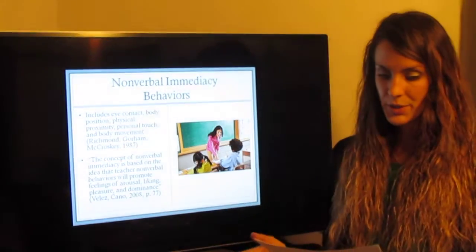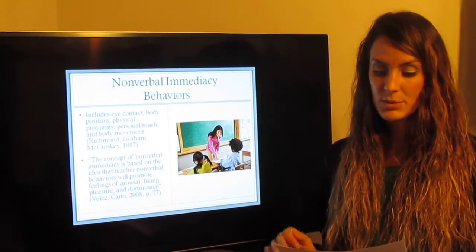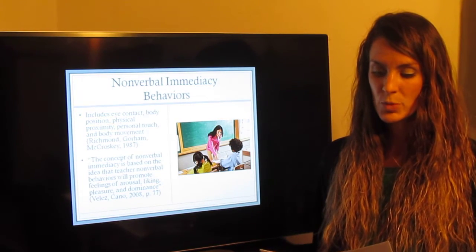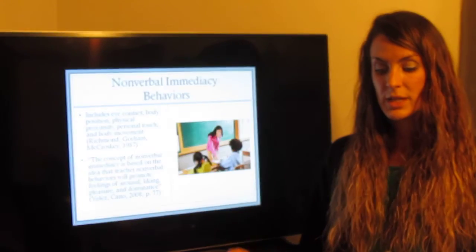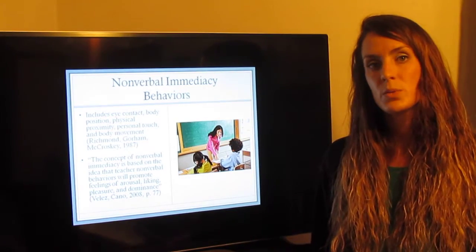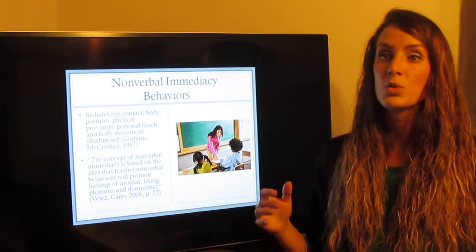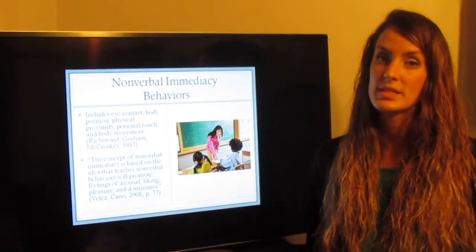And then also, Jonathan Velez and Jamie Cano state that the concept of nonverbal immediacy is based on the idea that teacher nonverbal behaviors will promote feelings of arousal, liking, pleasure, and dominance. So the way in which teachers use nonverbal behaviors in the classroom really has an effect on whether the students are going to like the teacher or dislike the teacher.